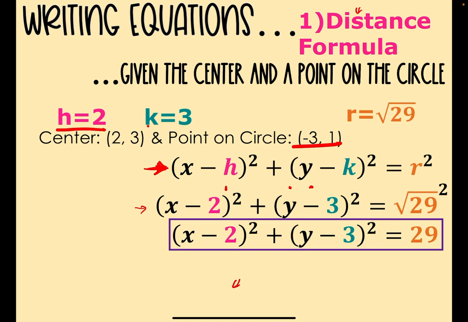Remember, your h and your k values always flip signs. So even though this is a positive 2 and a positive 3, we write -2 and -3 because of this equation. Writing that equation helps you remember that.